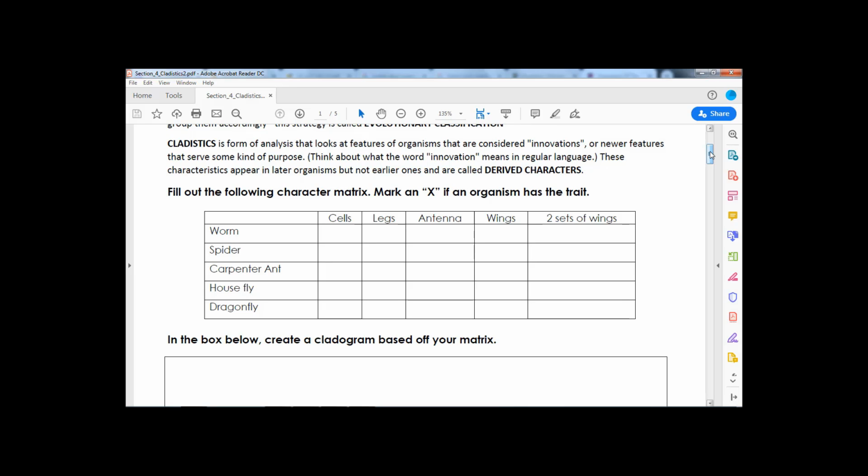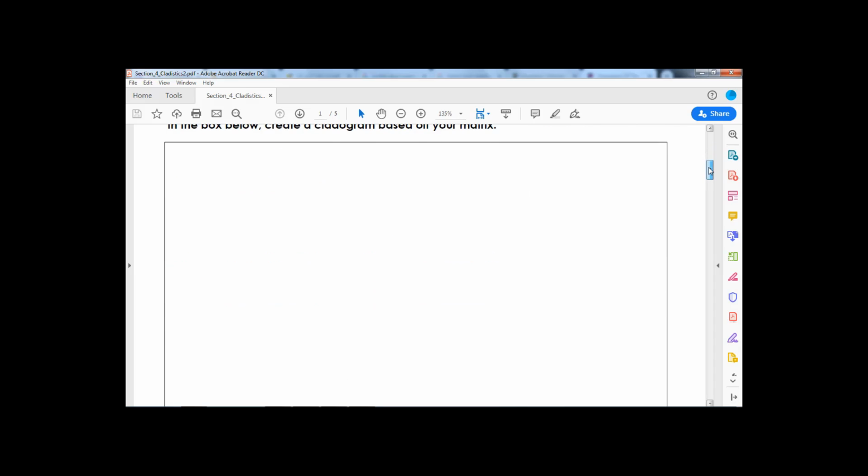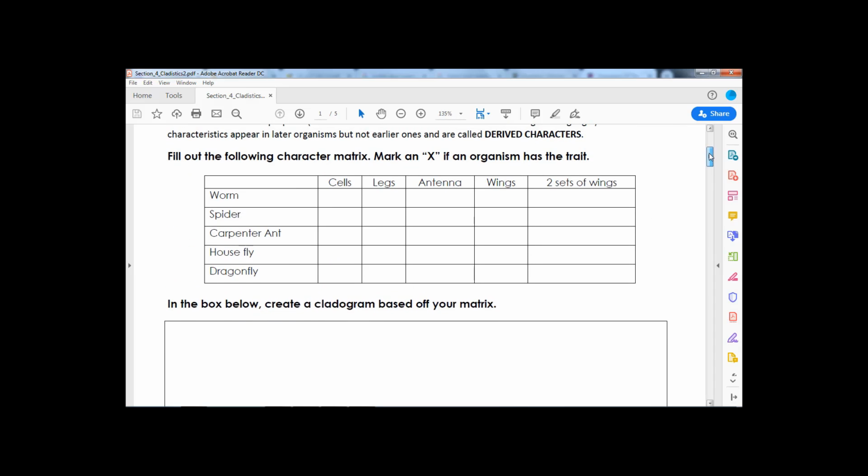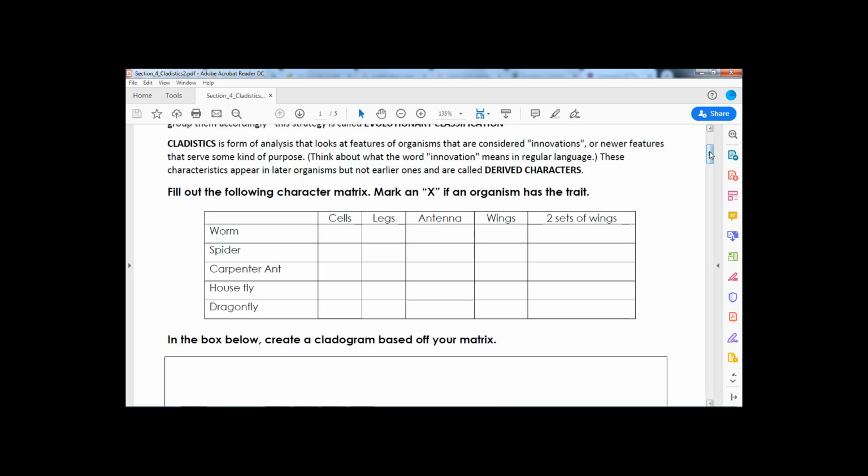Hello, in this video we are going to make a cladogram. In the last video we did the character matrix, and you might notice that in the last scene I said, oh, and here's your finished character matrix, but it was not this one. So your character matrix will have X's filled out as you go down, and now we're going to use that to build a cladogram. So let's go ahead and get started on this, see if I can do this in 5 minutes.